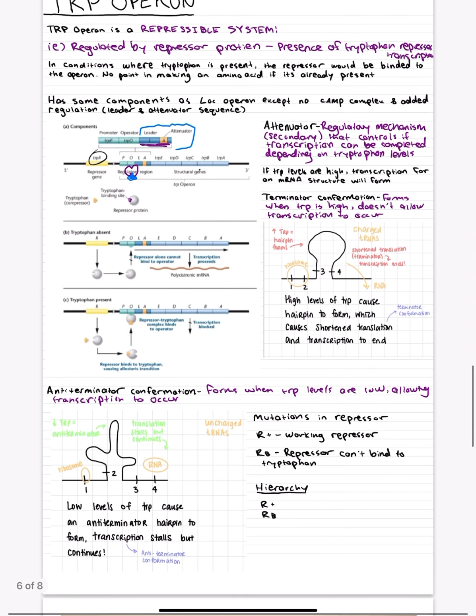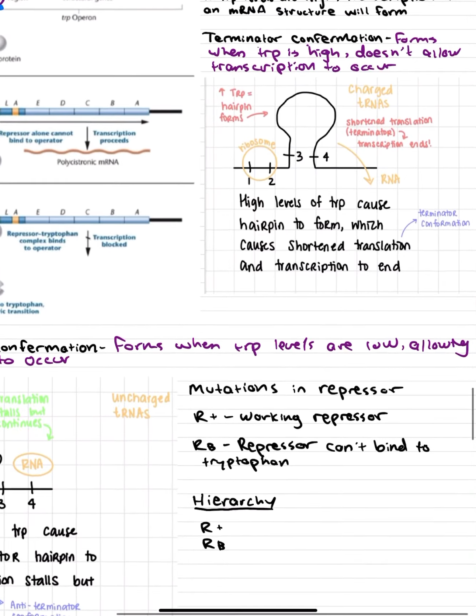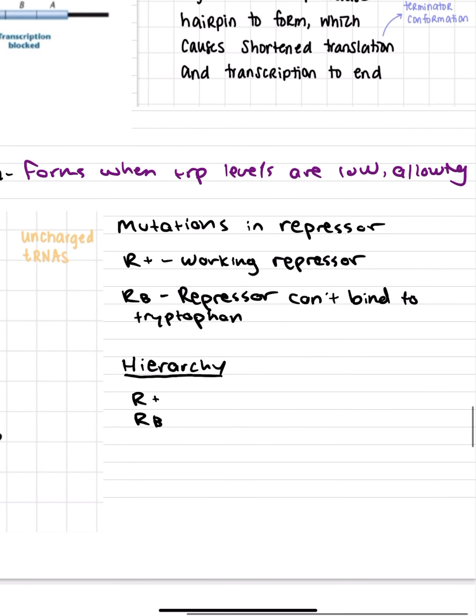So that is essentially all you need to know for the tryptophan operon, apart from mutations in the repressor protein. R plus is going to signify a working repressor protein, which has nearly the same structure as that in the lac operon. It'll have an area for the operator to bind, and it'll also have an area for tryptophan to bind.